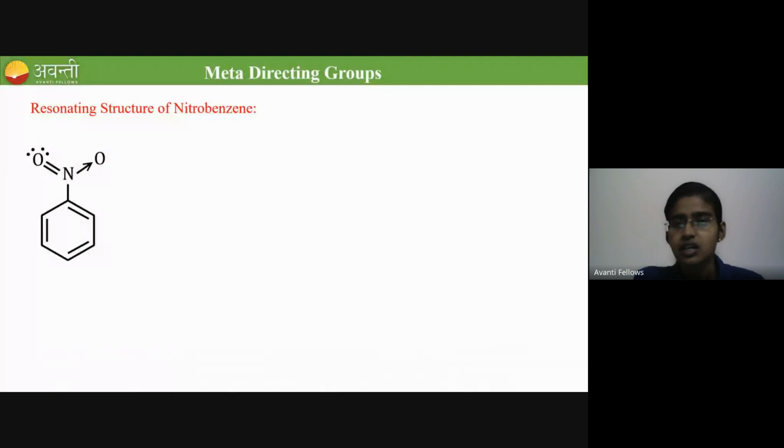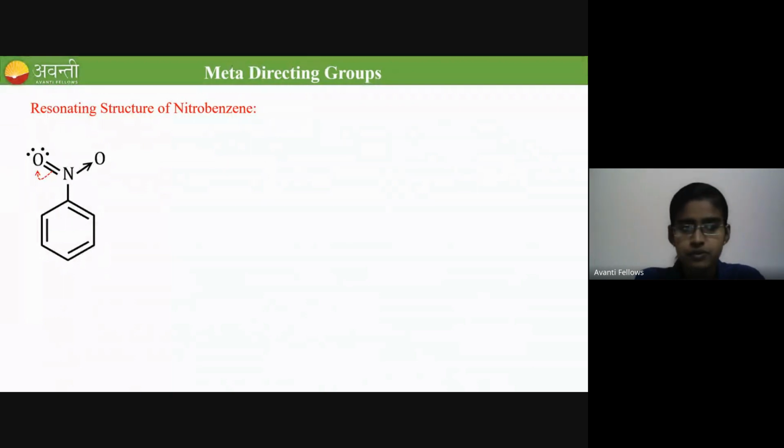So nitrobenzene is taken as an example here to understand the meta directing group part. Now you see, in nitrobenzene, we have 3 electronegative atoms. One is nitrogen and the other 2 are oxygen. All the 3 atoms are highly electronegative and oxygen is the second most electronegative element, right? So what is the nature of these electronegative elements? They will try to pull the electrons towards themselves, right? What is electronegativity? The tendency to attract the shared pair of electrons towards itself.